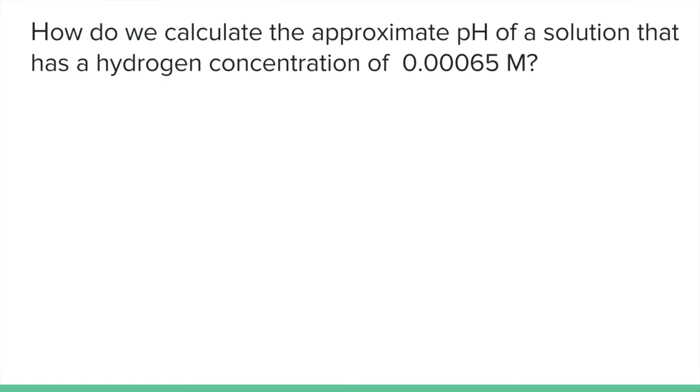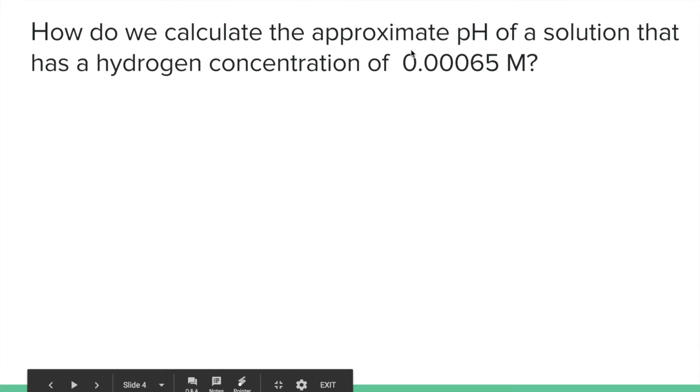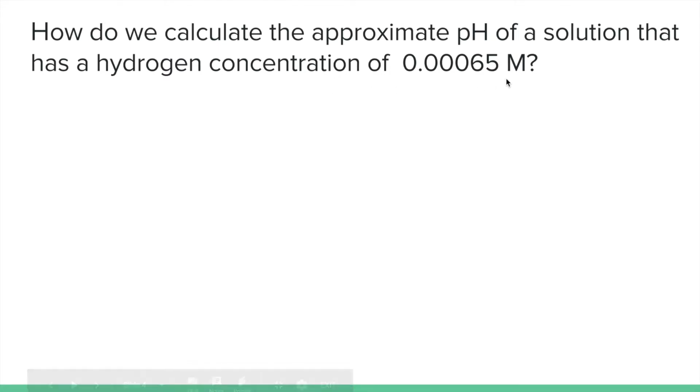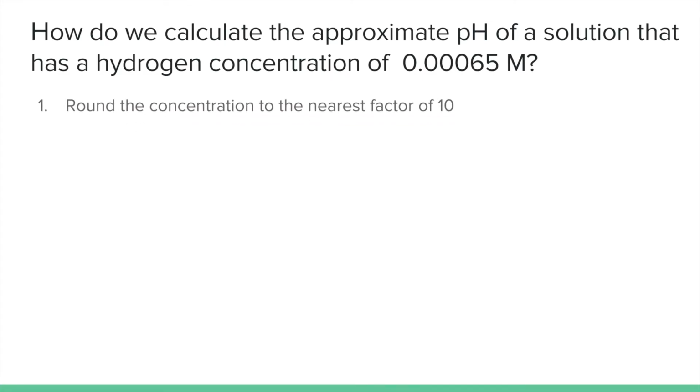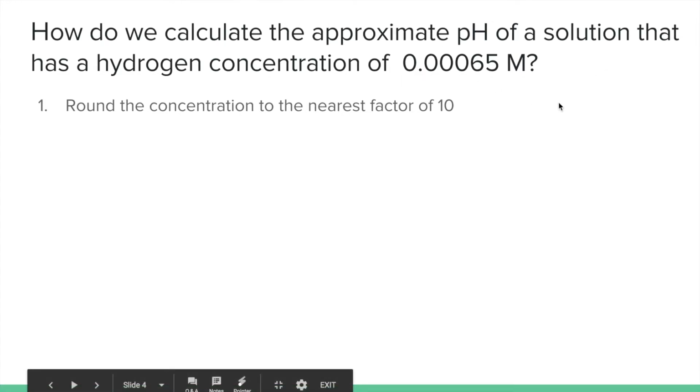Our first example is asking, how do we calculate the approximate pH of a solution that has a hydrogen concentration of 0.00065 molar? And as we look at this problem, we have to think to ourselves, it says approximate right here, approximate pH. It's not looking for a definite answer, and it's asking for concentration via molarity. So we know that we have to use pH is equal to the negative log of hydrogen ions.